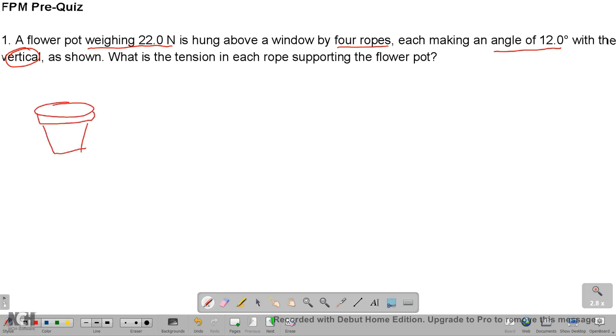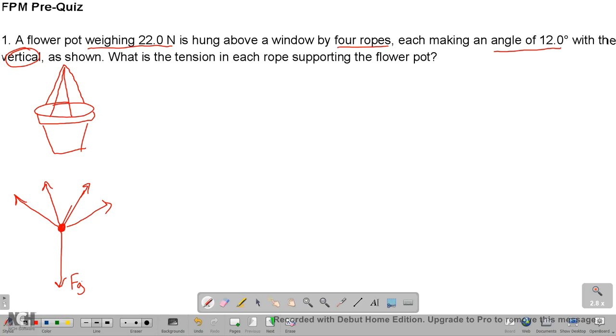Here's our flower pot, and there are 4 ropes that are connected something like this, okay? And so we want to draw a force diagram of that, but it's going to be a little busy because we've got Fg, the weight of the flower pot, and then there's going to be all of these forces, Ft1, Ft2, Ft3, and Ft4 that are all pulling. And we don't want to mess with that.